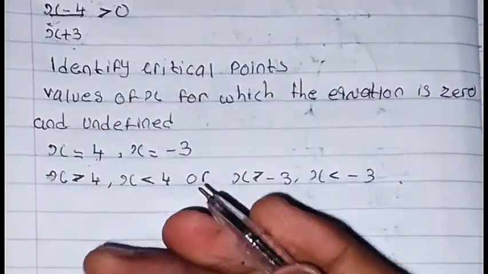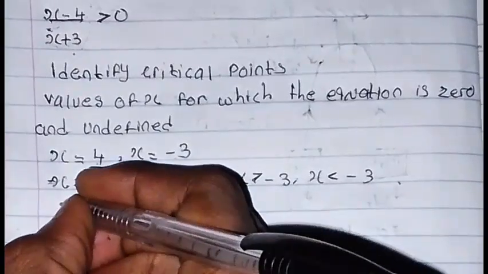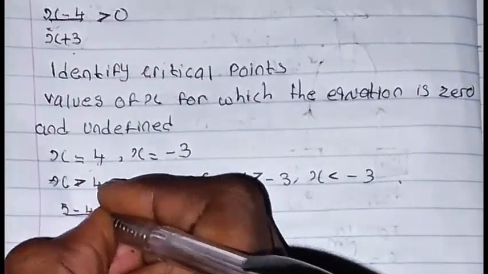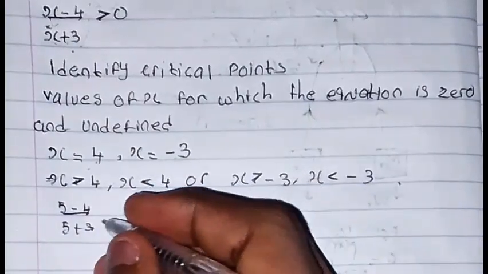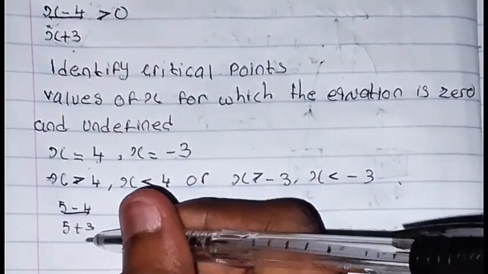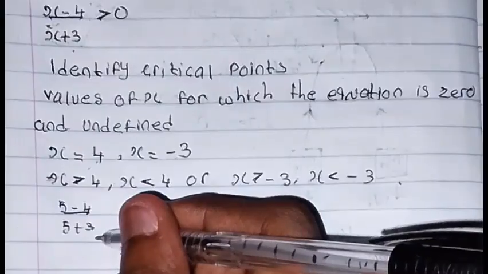Let's just say 5. We'll have 5 minus 4 over 5 plus 3. 5 minus 4 is 1, and 5 plus 3 is 8. 1 divided by 8 is a fraction which is greater than 0.